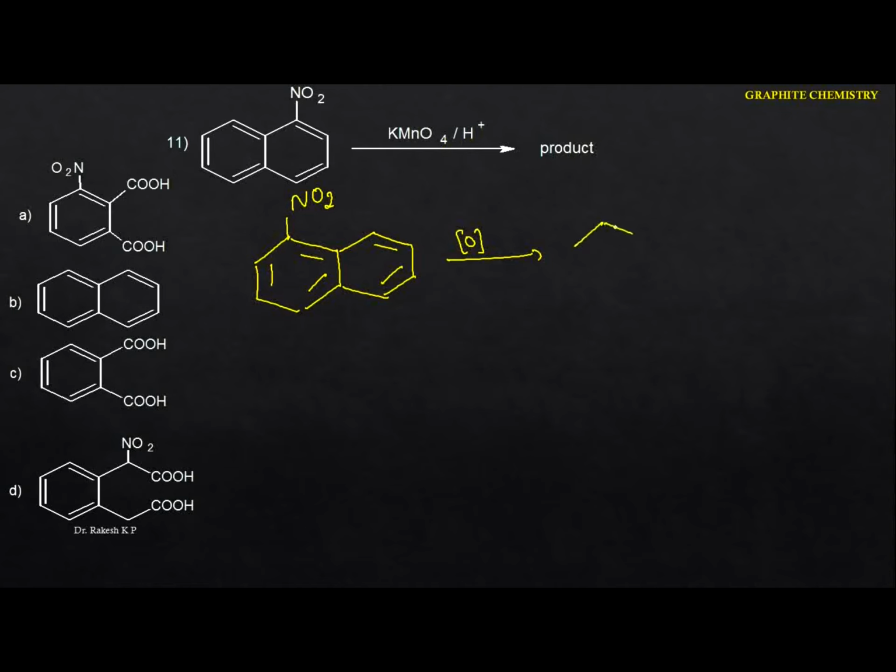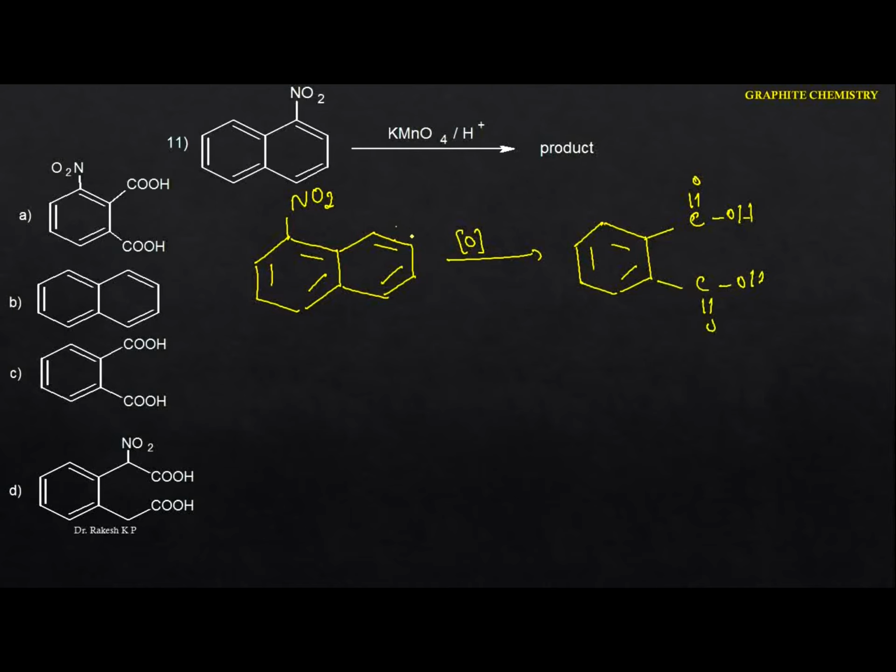Here we are going to get, you just identify this one here. This part remains the same. This particular double bond will break here and forms the oxidation products. Here it forms the C double bond OH, so it forms the respective carboxylic acid.